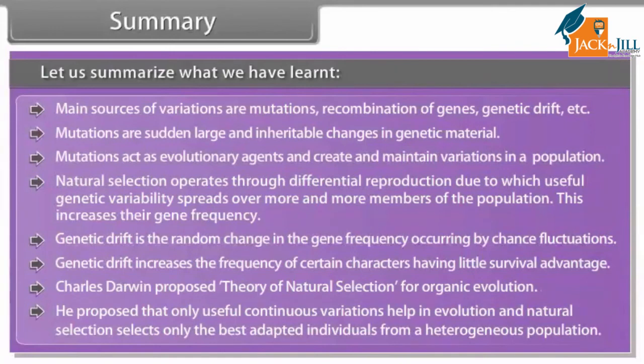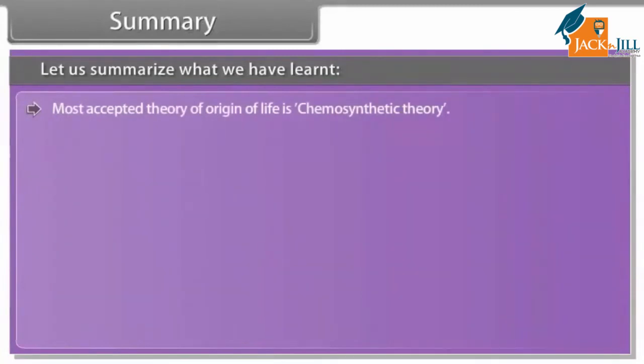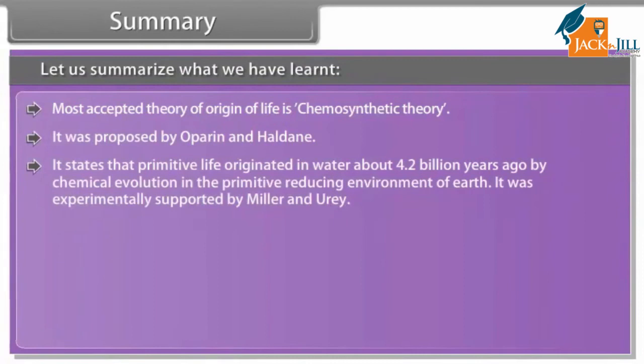He proposed that only useful continuous variations help in evolution, and natural selection selects only the best adapted individuals from a heterogeneous population. The most accepted theory of origin of life is the chemosynthetic theory. It was proposed by Oparin and Haldane. It states that primitive life originated in water about 4.2 billion years ago by chemical evolution in the primitive reducing environment of Earth. It was experimentally supported by Miller and Urey.